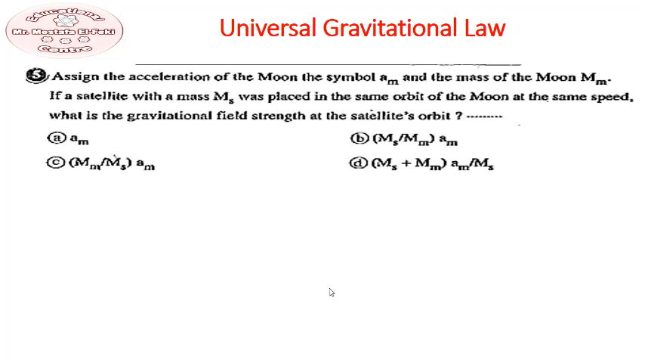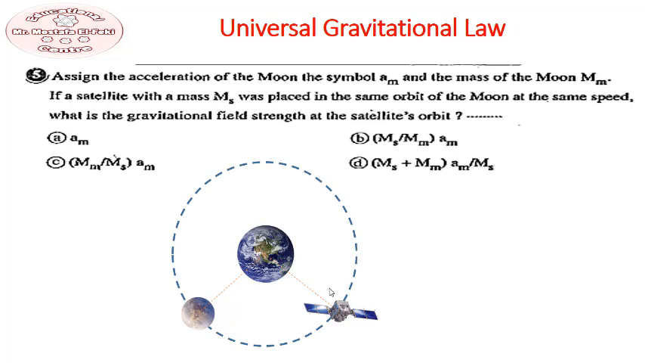Assign the acceleration of the moon by am, and the mass of the moon is m. Then, what is the gravitational field strength at the satellite's orbit? Since the moon and the satellite are in the same orbit, they will have the same acceleration.